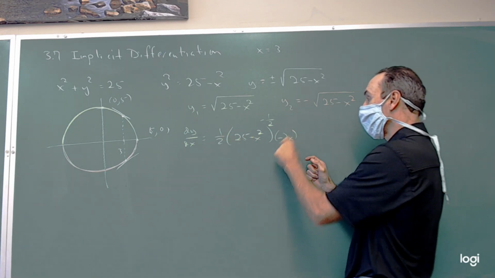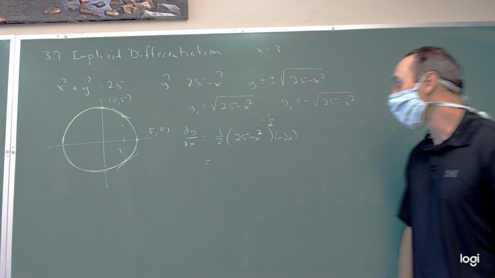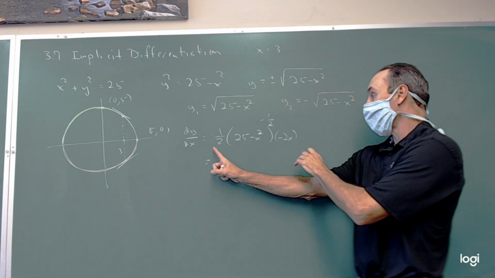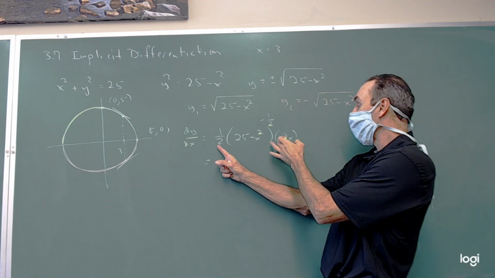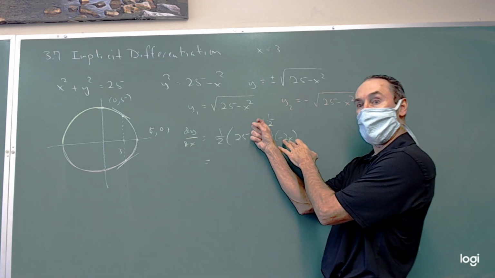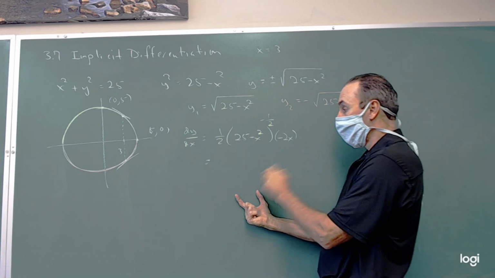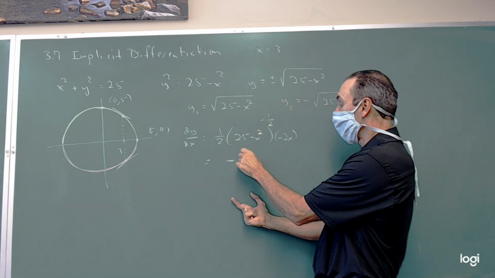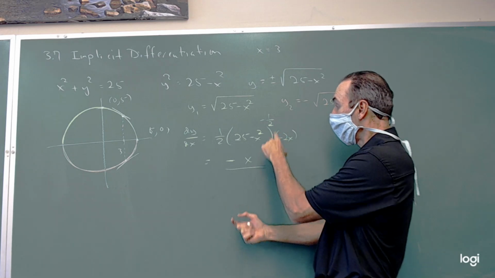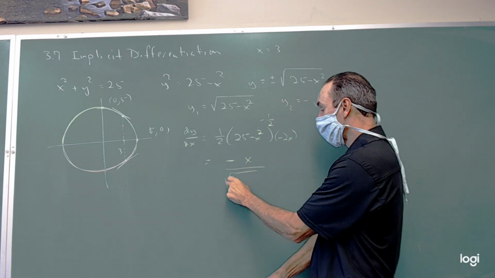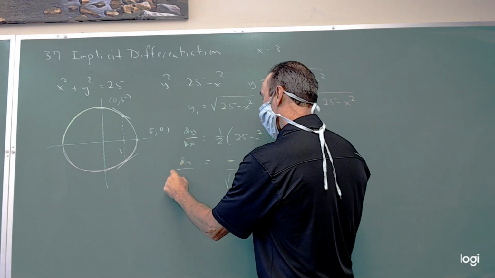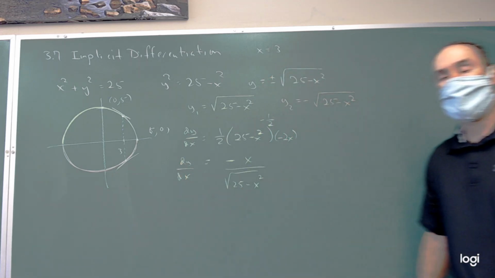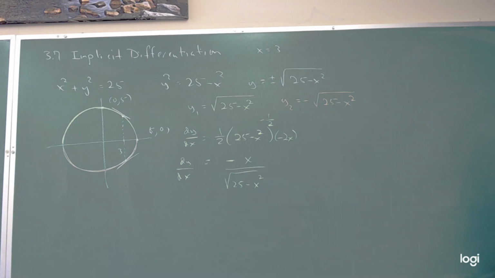Very nice. Okay, let's do some cleanup here. So we can see that the 1/2 and the 2 are going to cancel. I'm going to leave the negative x, and I'm going to move this negative 1/2 exponent into the denominator. So it's going to be a negative x over the square root of 25 minus x squared. So that is our derivative of that top semicircle, the green one.